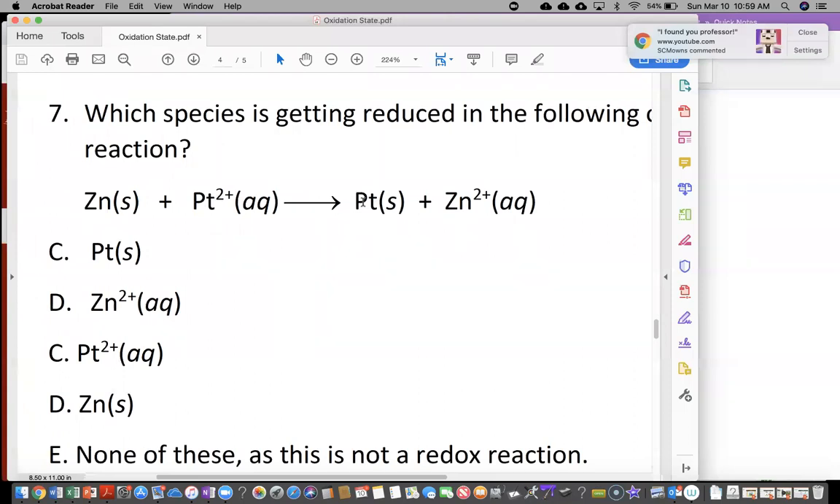Isn't it like the opposite of what it actually looks like? No, it's not the opposite. It is what it actually is. So you see +2 to 0, the number reduced. So Pt2+ got reduced.